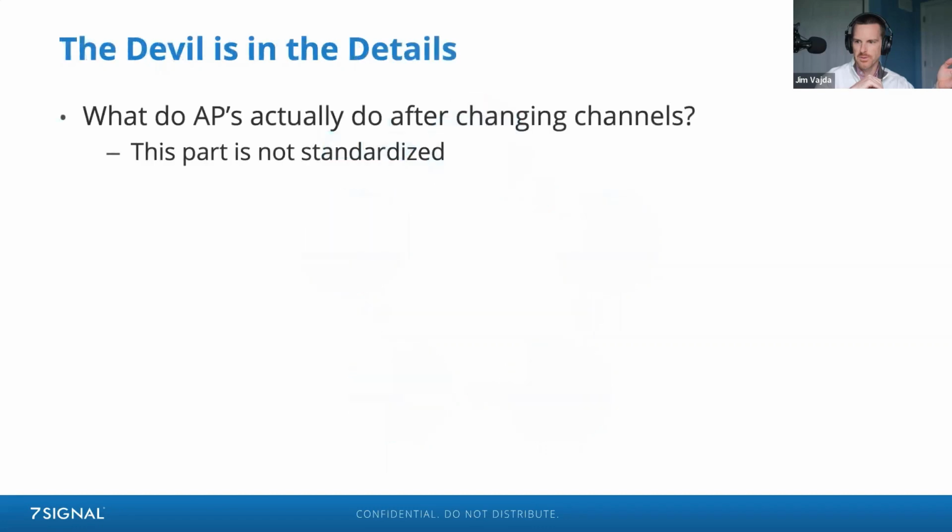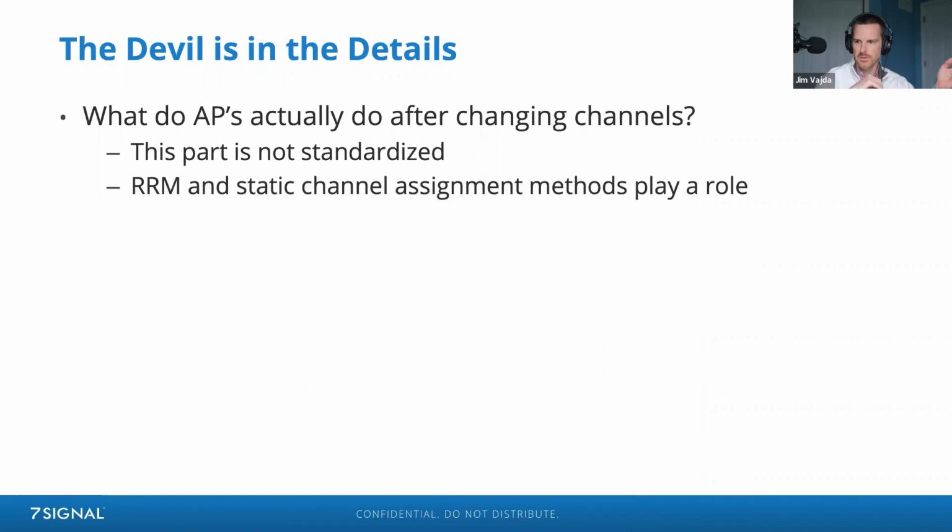So the devil's in the details, right? Like I mentioned, the regulators just care about getting the Wi-Fi away from the incumbents that are potentially subject to interference. What the APs do after changing channels is not standardized, and the AP vendors have to decide for themselves. So you see different behavior for APs under the control of RRM versus being statically assigned channels. You see differences certainly between AP vendors, but also between AP models and code versions.